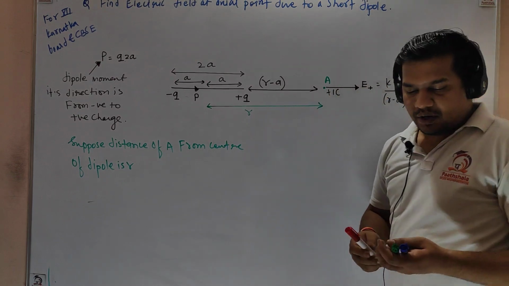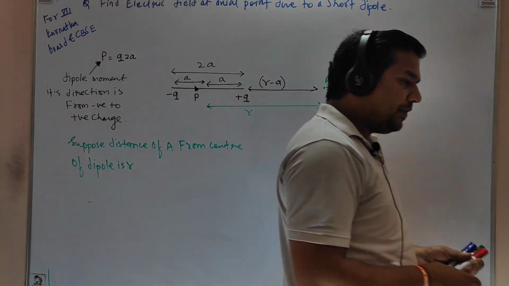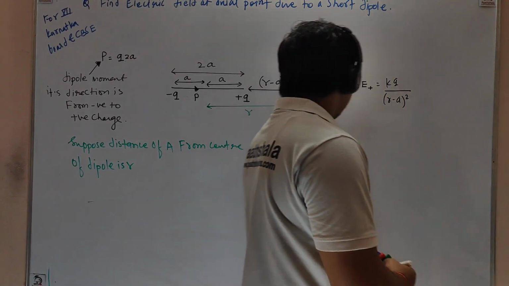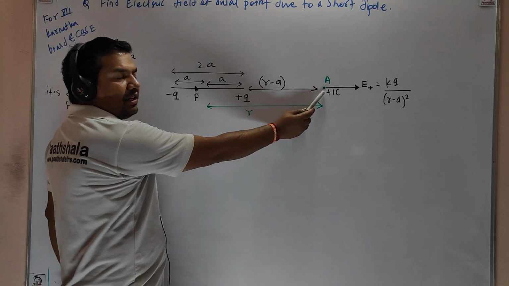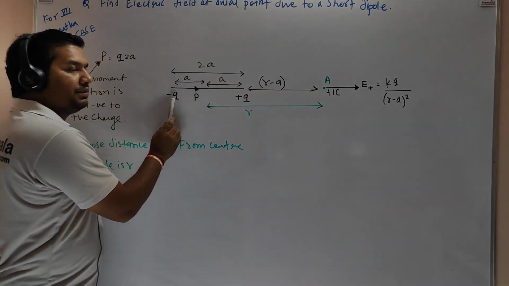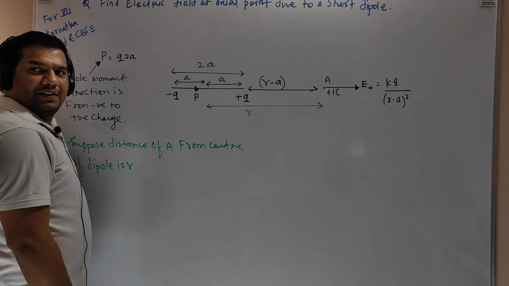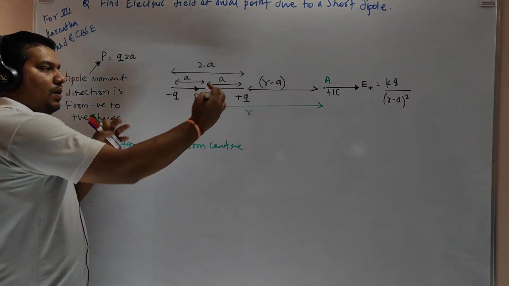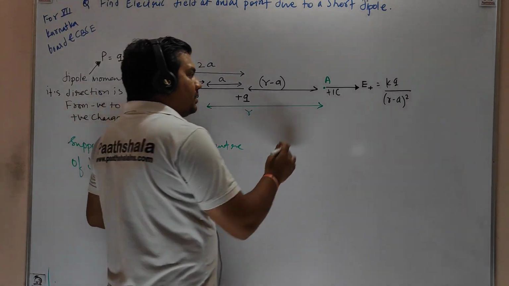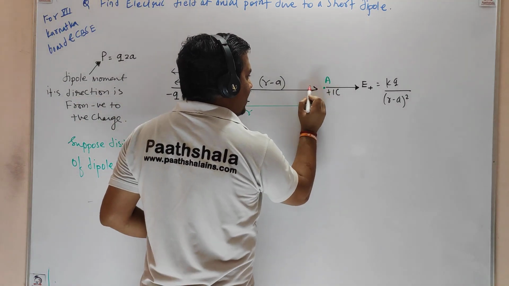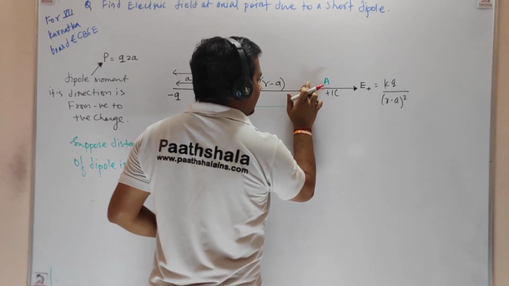Okay, now can you suggest me the direction of electric field due to negative charge? Can you suggest me the direction of electric field at A due to negative charge? Right or left? Negative charge is going to attract plus 1 coulomb, right? So the direction of electric field due to negative charge is going to be left.